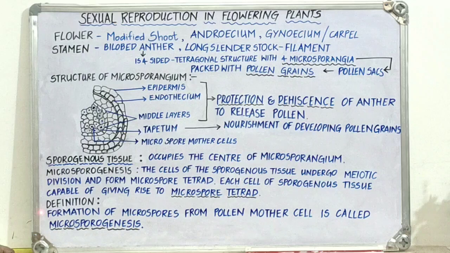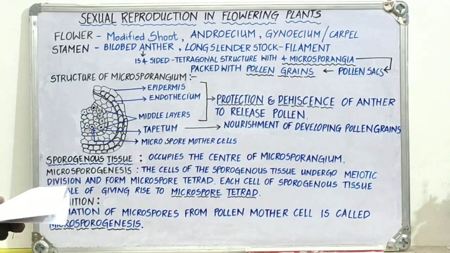Then the definition for microsporogenesis: formation of microspores from pollen mother cell is called microsporogenesis. Again I am repeating, formation of microspores from pollen mother cell is called microsporogenesis. So this is about the structure of microsporangium.